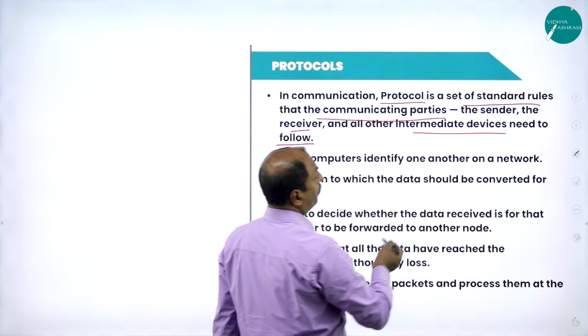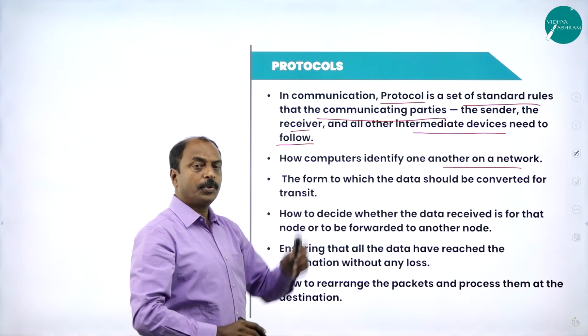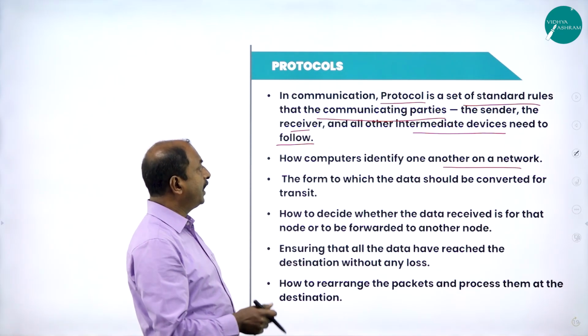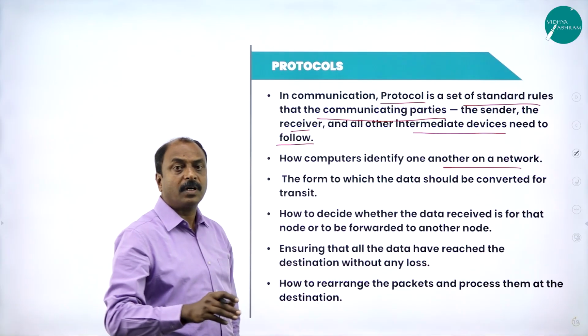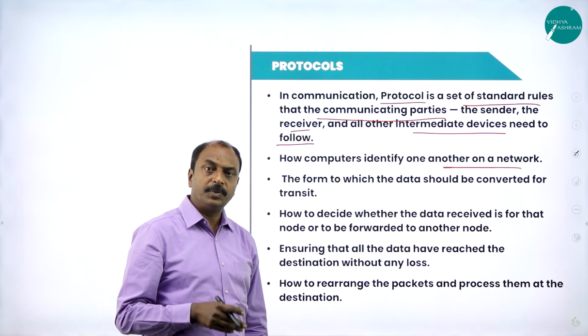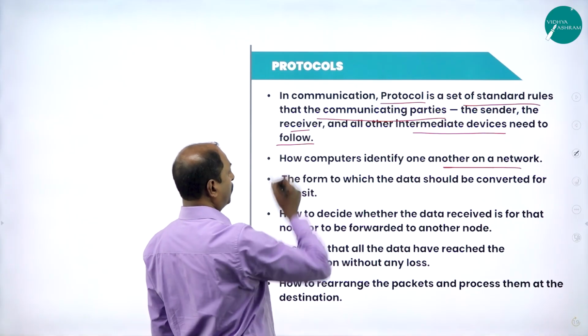How computers identify one another on a network. So it is possible with the help of protocol. One of the functions is to identify one computer in a network. So if there are 10 computers in a network, it is possible to identify other devices in the network with the help of this protocol.